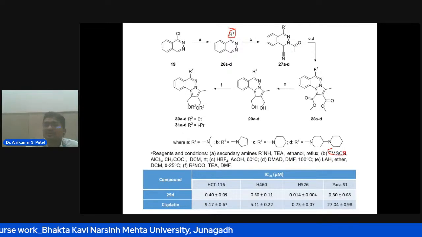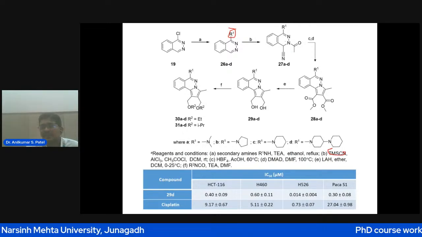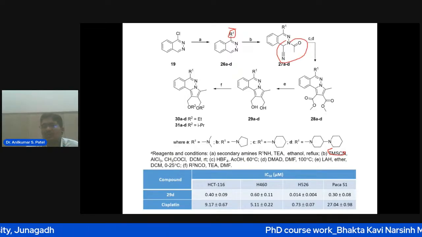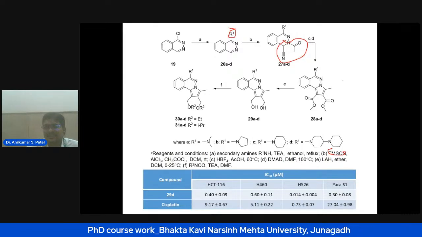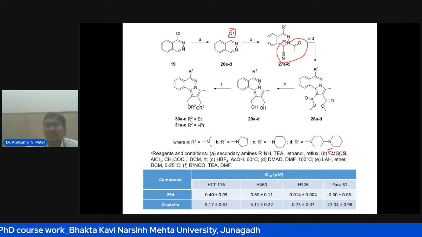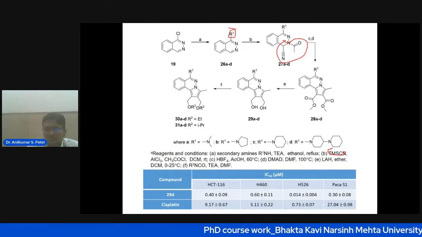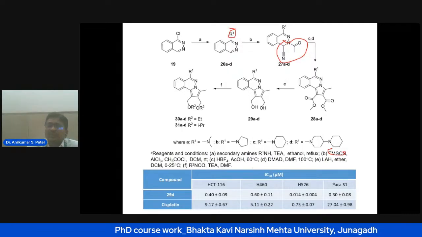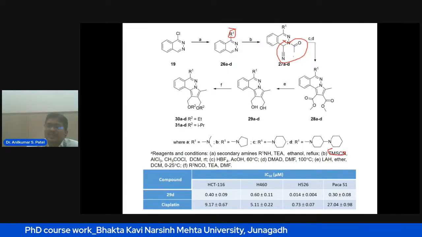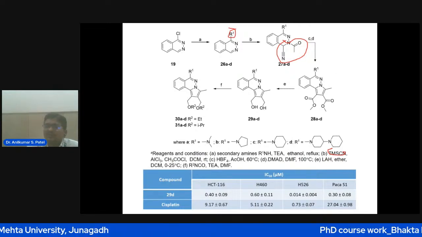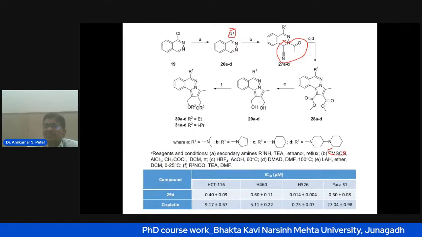So this N-acetyl and the 2-cyano are helpful for the Diels-Alder and cyclization reactions. This reaction can proceed through the intermediate HBF4 salt. This salt is prepared in the presence of acetic acid at 60 degrees. Simultaneously, it can be converted into the cyclic pyrrole structure by using dimethyl acetylenedicarboxylate, DMAD, in DMF at 100 degrees.